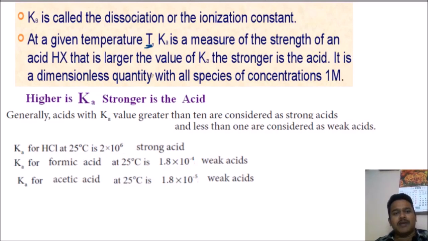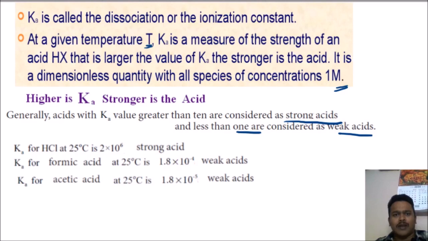It is a dimensionless quantity with all species concentrations in molarities. Higher the Ka, stronger is the acid. Generally, acids with Ka value greater than 10 are considered strong acids, and less than 1 are considered weak acids. Ka more means they are saying a strong acid. And it is a dimensionless quantity.